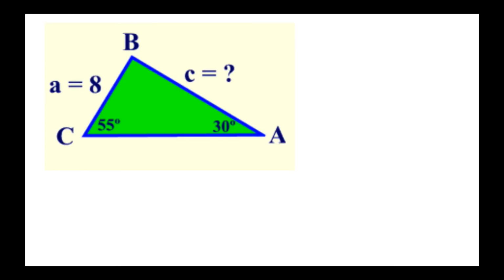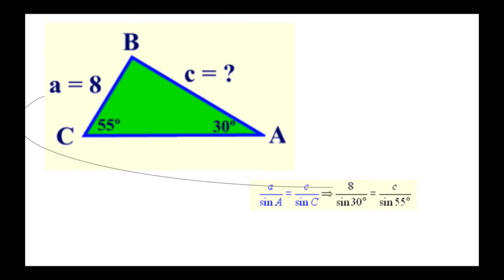You know, by looking at these triangles, two of their angles and one side length. At this moment, we already know that the best formula to use in this case is the law of sines, which is the formula right here: side A over sine A equals side C over sine of angle C. Plugging in the values, we have this right here, because side A is 8, angle A is 30, and angle C is 55.